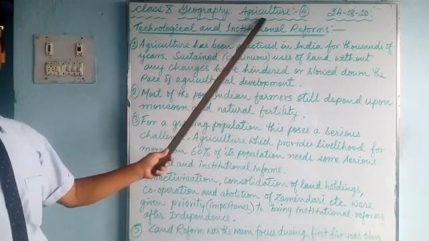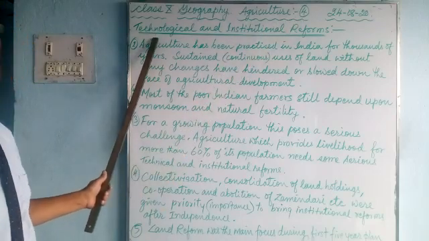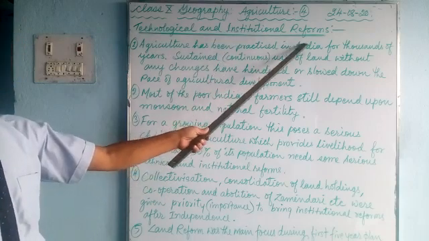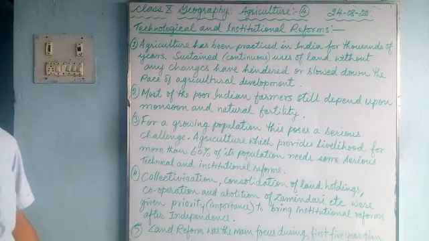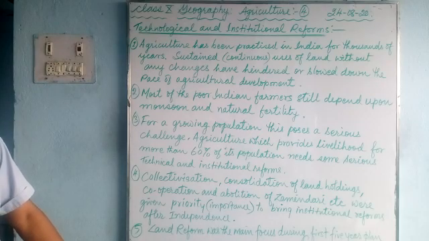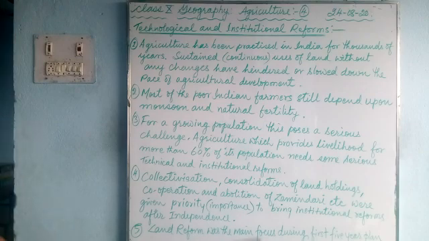We are doing agriculture, Lesson 4: Technological and institutional reforms. Reform means change. After independence, what changes, or what kind of importance, were given to which factors in agriculture, we talk about.